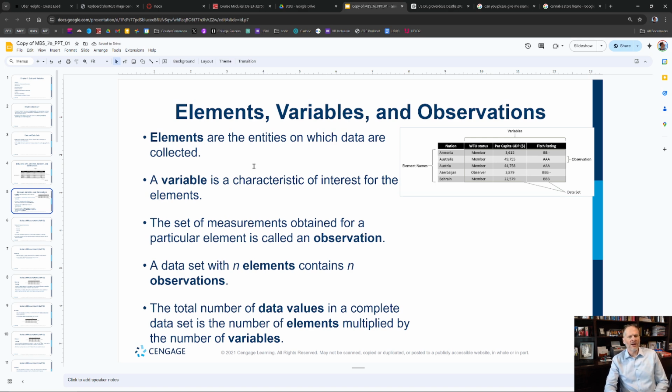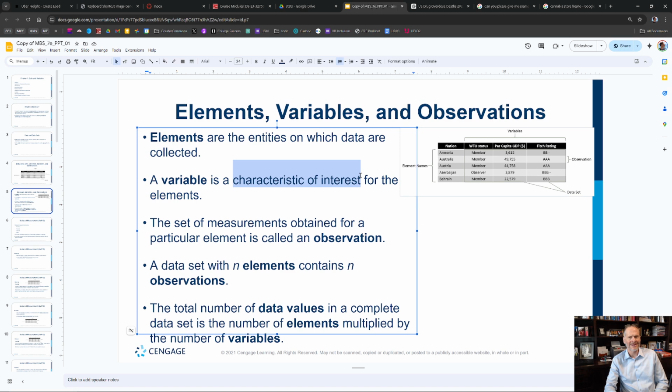All right, so elements are the entities on which data is collected. Our elements here are Armenia, Australia, Austria. A variable is a characteristic of interest for the elements. That's a really weird phrase. I sometimes think that statistics has an inferiority complex, where it has to be like, hey, I'm important, this is complicated. Characteristic of interest is one of those phrases which is unnecessarily complex, and I think that is off-putting for a lot of people because it becomes confusing and overwhelming. But all we're saying is that each element we're going to study is an entity on which data is collected, and the data being collected are different variables.